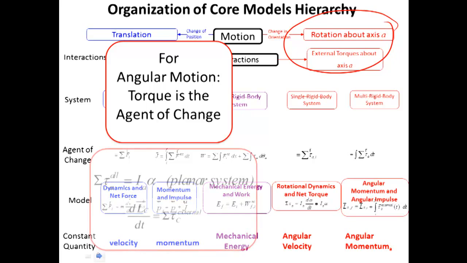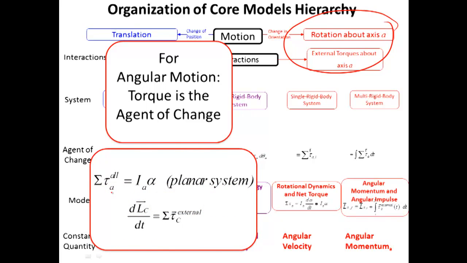So the torque can either change the dynamics, it can be that the torque is I alpha, or it can be that the sum of the external torques changes the angular momentum of a system. Either way, the torque is the angular agent of change.